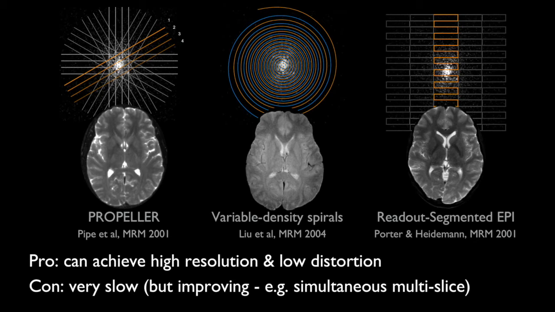In all cases, the upside of this is that you can achieve high resolution and low distortion images. So hopefully you can see that these images are all much nicer than the EPI images that I was showing you before. The problem, and this is a continuing problem which people are beginning to solve, is that these acquisition techniques are slow, because instead of getting an image every excitation, you have to use multiple excitations before you can form the image in full.